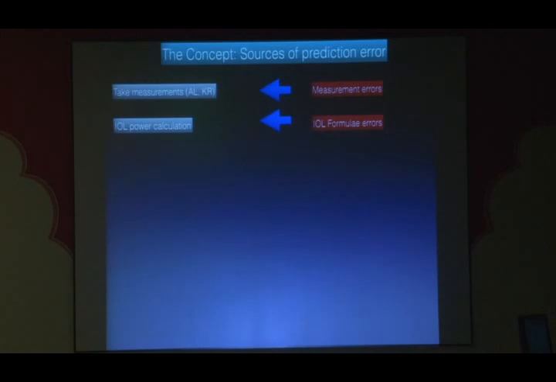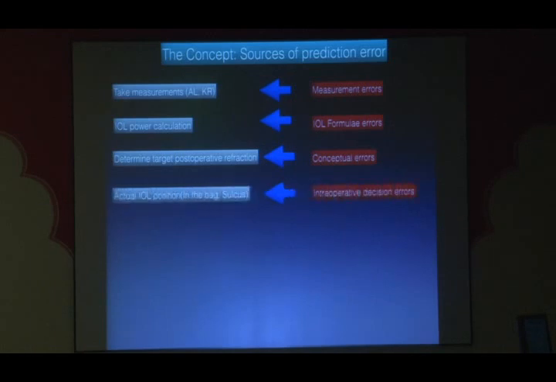So simply speaking, the errors can be at each stage of your IOL power calculation. There could be measurement errors. Then, while calculating the IOL power, you can have formula errors. And then you can have conceptual errors, your concept of targeting a particular error may be faulty. Or you can actually have the IOLs placed differently than planned, and you couldn't really make the necessary rectifications.